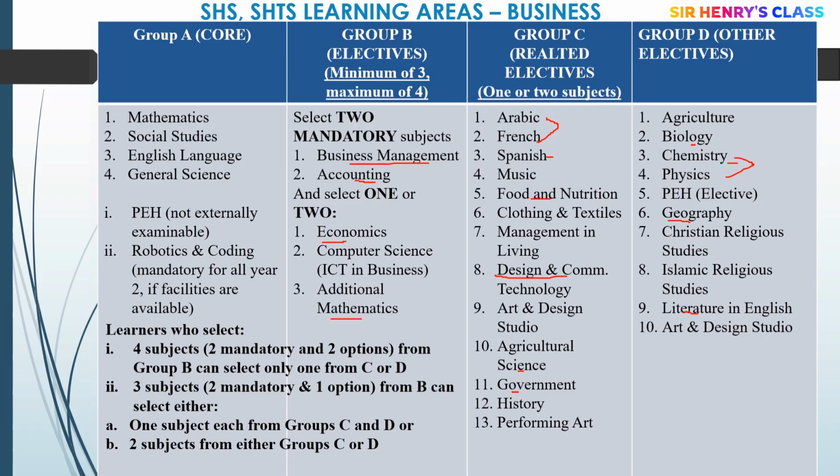Or you can do all the 2. Instead of doing 1 for each, you can do all the 2 at a time. So maybe you do 2 from group C, maybe clothing and textile, and then maybe management and living. Or you do these 2 from D, maybe agriculture and then physics. Alright, that is for the business.